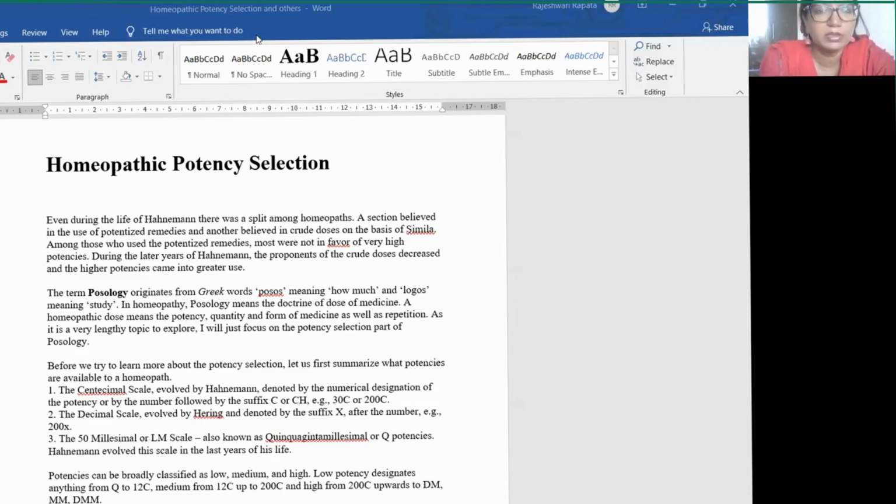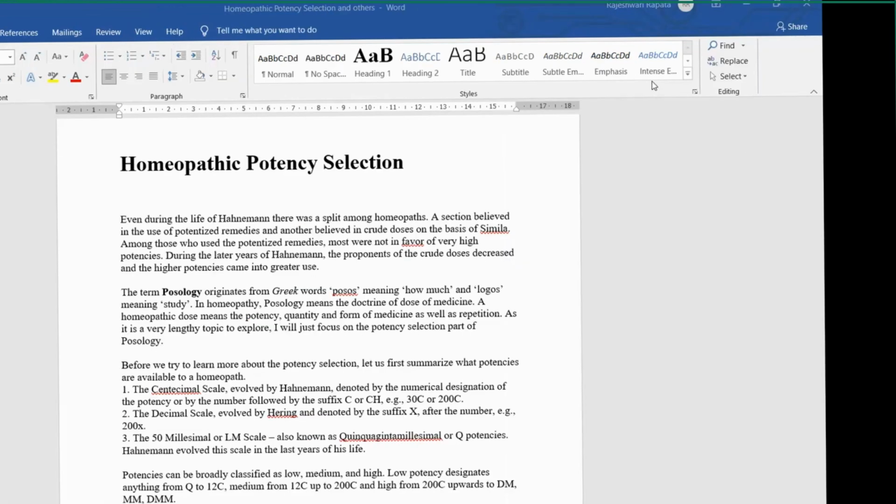So today's topic is homeopathic potency selection, and you have the other short notes, that is the homeopathic aggravation, the susceptibility, then the suppression, palliation, which you all encounter during your practice. So you see the homeopathic potency selection, how you select the potencies.